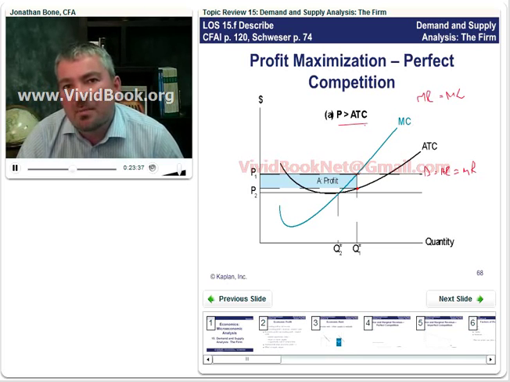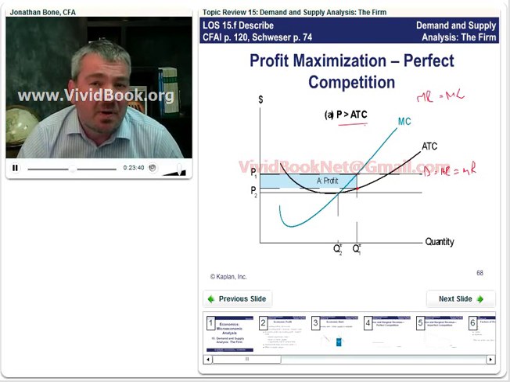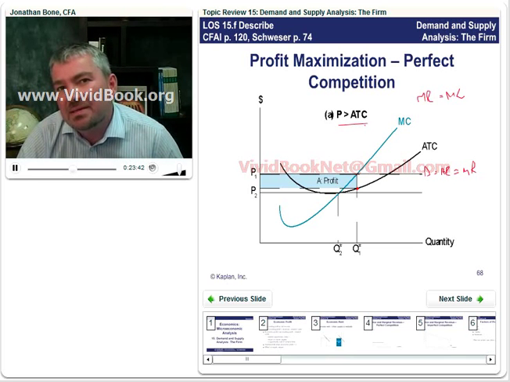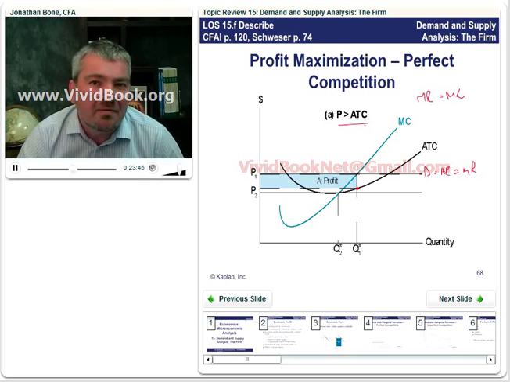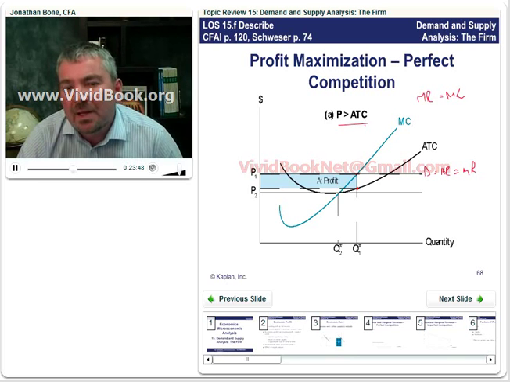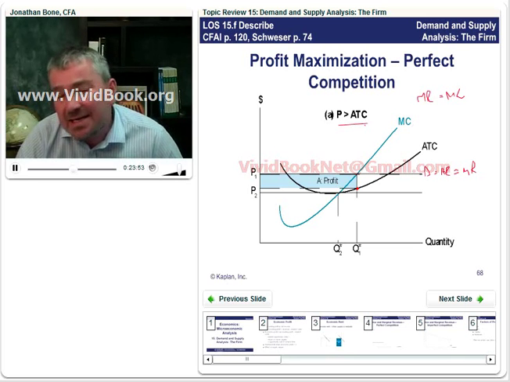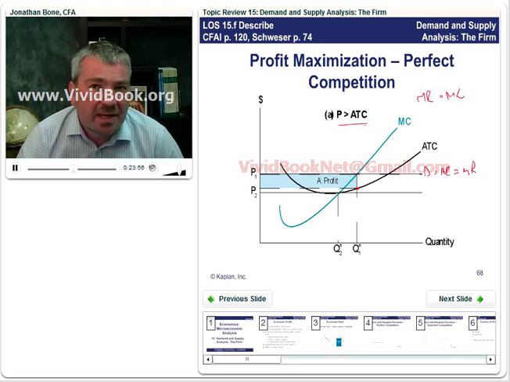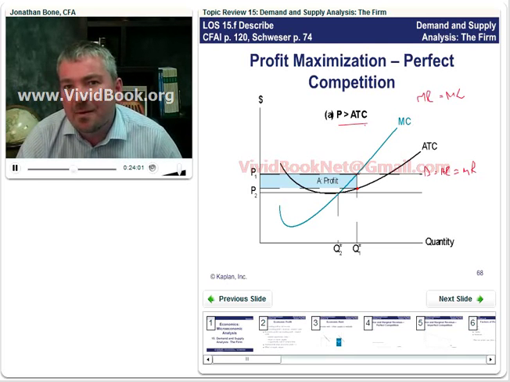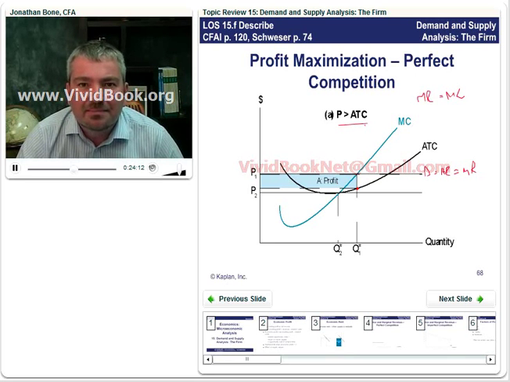So the difference, our blue shaded rectangle, the difference between price and average total cost at the profit maximising quantity is economic profit, our abnormal profit. So at price P1, this firm is making an economic profit. It's exceeding the investor's required returns. Now in perfect competition, that's only sustainable in the short run. Problem is, if you generate economic profit and you have no barriers to entry, other firms will enter your industry, that will increase industry supply and price will fall. So in the long run, in perfect competition, economic profit should be zero.